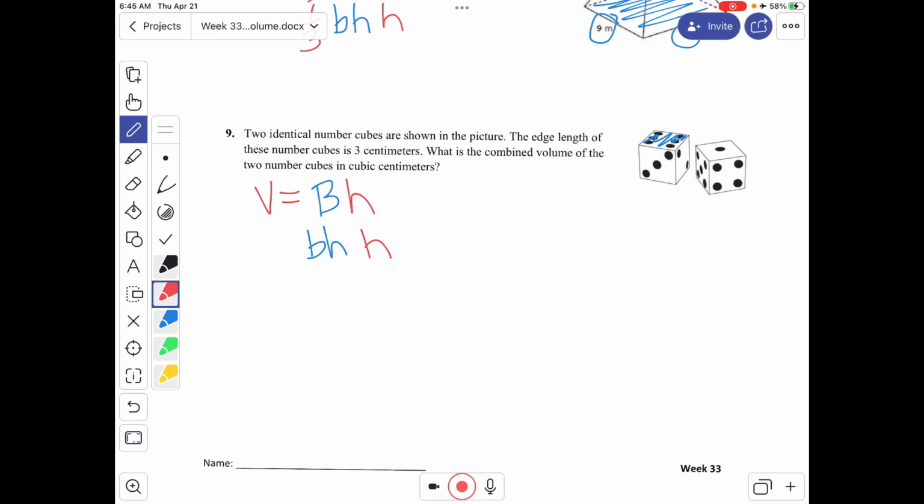The part that probably would have got you on a STAAR test is that word combined. So whatever you get for your answer, you have to multiply times 2 because there's 2 of them. Remember, in a cube, all the sides are the same.